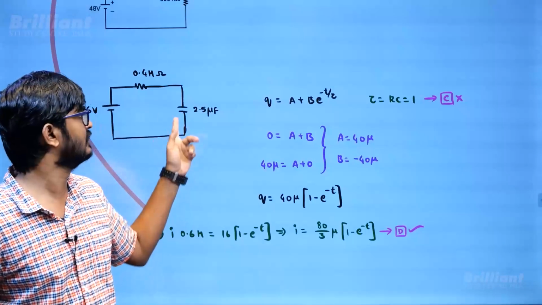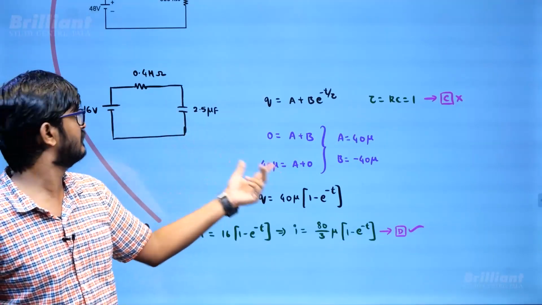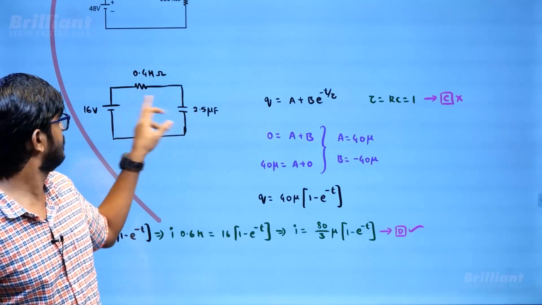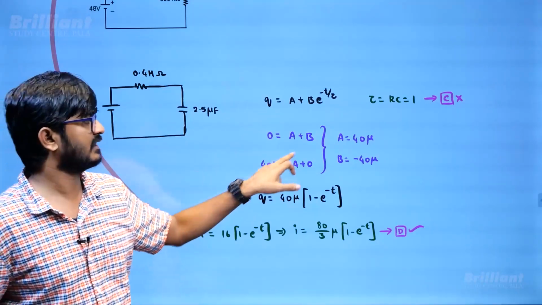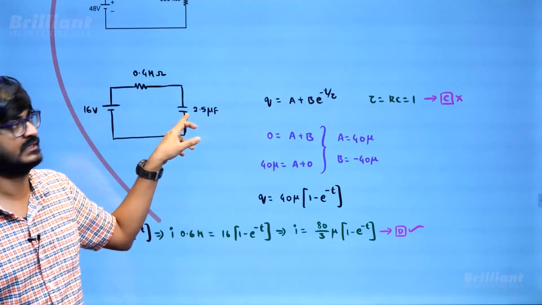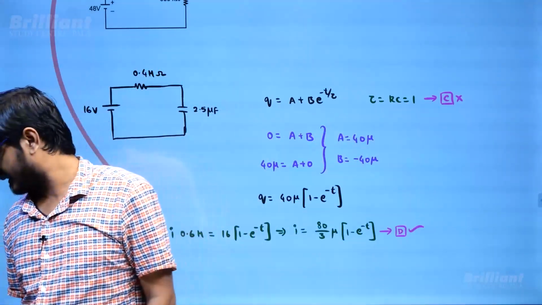At t equal to 0, charge is 0. After a long time, charge is going to be Q equal to CV, right? C into V is going to be 40 micro. So from there I will get the A value and B value when I substitute it. And the time constant? It is R into C. So the time constant for this circuit is going to be 1 second. So option C you can manage now.